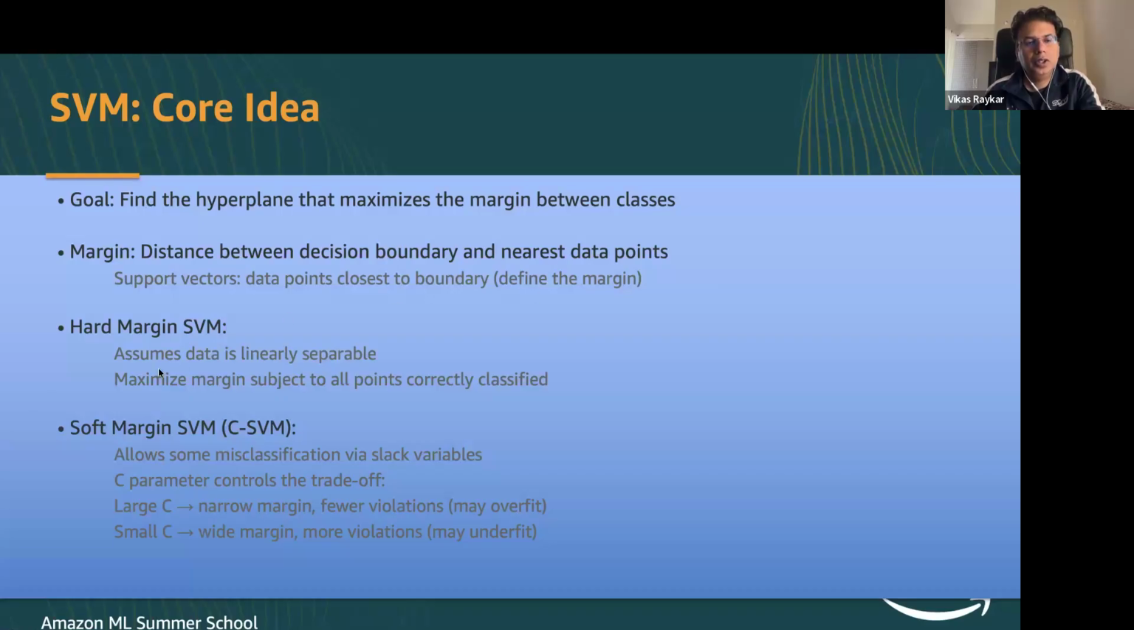There are two classes, the hard margin SVM and the soft margin SVM, which is called the C-SVM. The hard margin SVM assumes data is linearly separable and it maximizes the margin subject to all points being correctly classified. Whereas the soft margin SVM, C-SVM, allows some misclassification via slack variables. The C parameter controls the trade-off. Large C is a narrow margin, fewer violations, may overfit. Small C is a wide margin, more violations, may underfit.